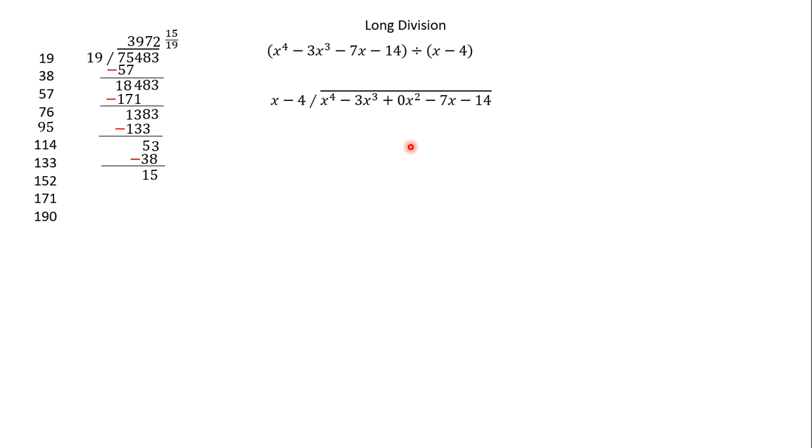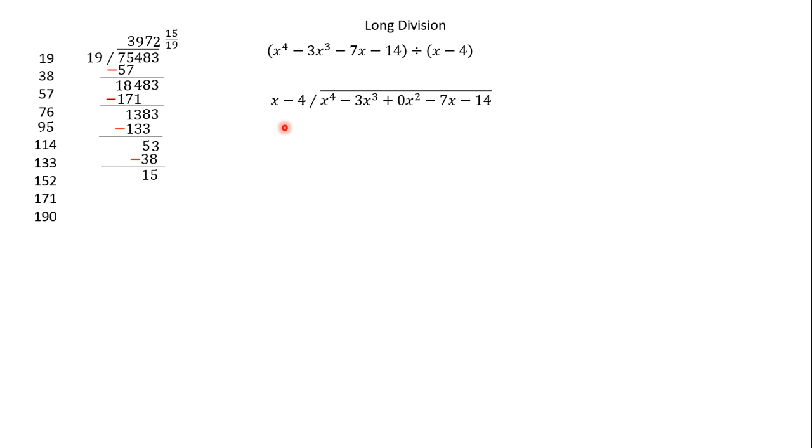So we get it written, and we want to know how many times does x go into x to the fourth. That's a tougher question to answer. A better way to ask that question, instead of how many times does x go into x to the fourth, is what times x equals x to the fourth?